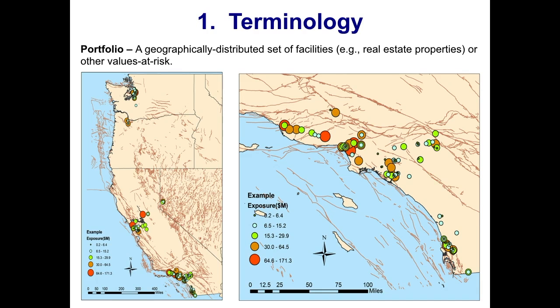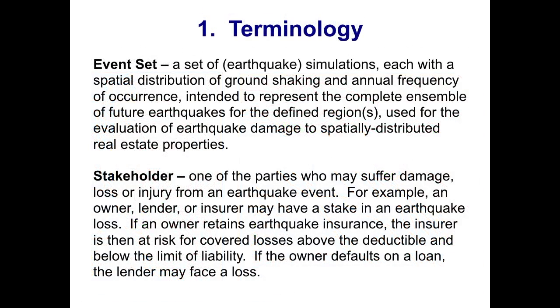A little more terminology. An event set, that's a set of earthquake simulations, each with a spatial distribution of ground shaking and an annual frequency of occurrence. And this entire set of earthquake simulations is intended to represent the complete ensemble of future earthquakes for the defined region. And it's used for the evaluation of earthquake damage to spatially distributed real estate properties.